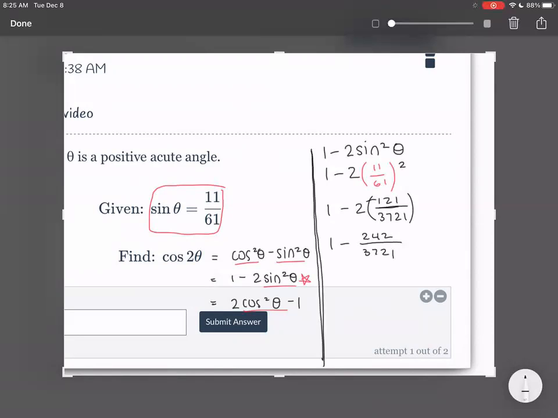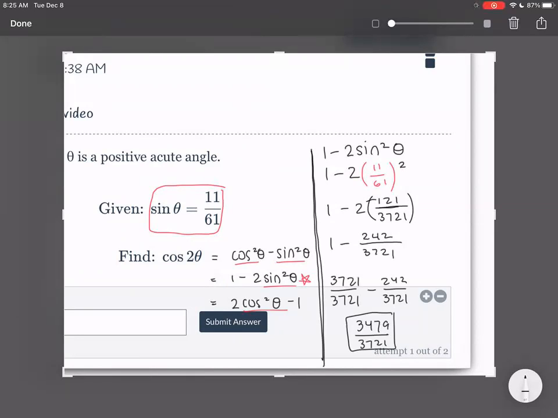Okay. And then finally, we have our number 1 in the front. We're going to change that to a fraction that has the same denominator. So 3721 over 3721 minus 242 over 3721. And then when you subtract that, it gives you 3479 over 3721. And that will be your final answer.